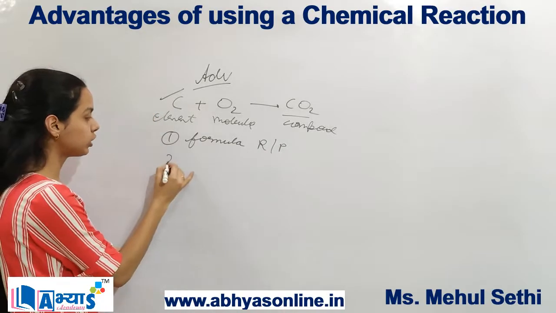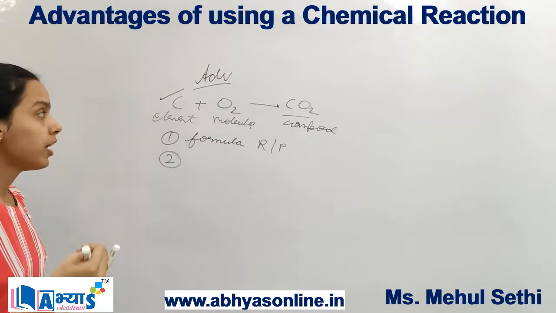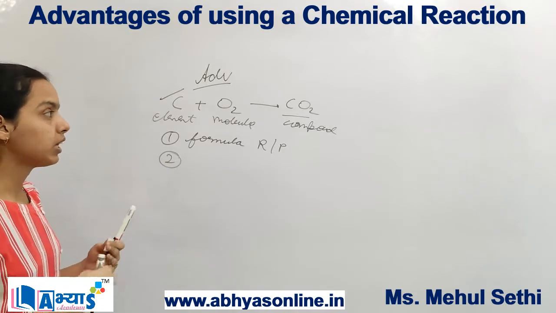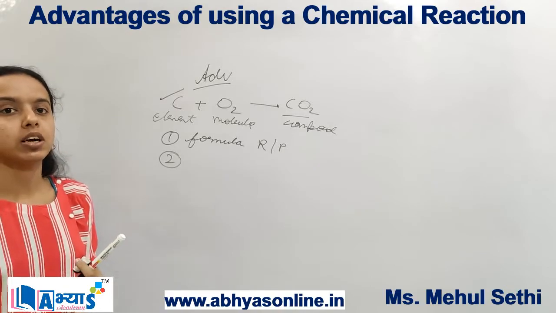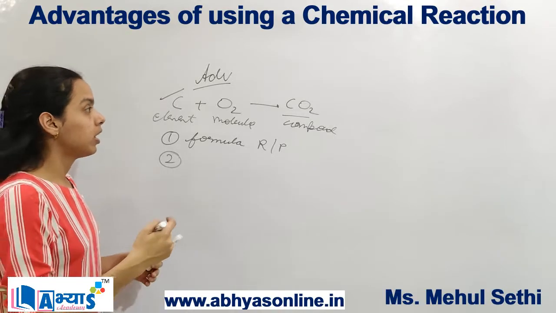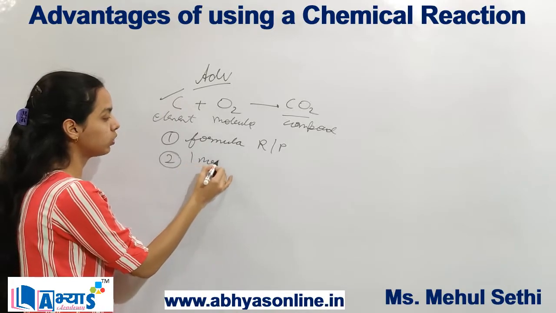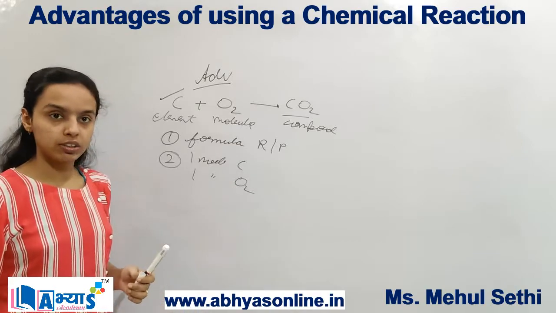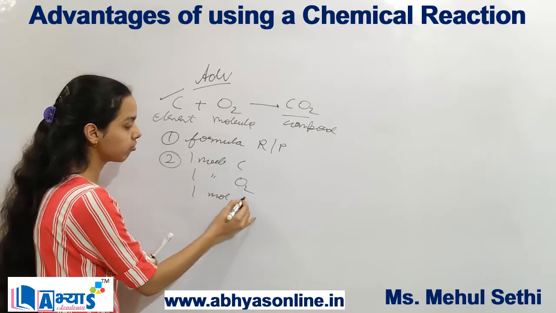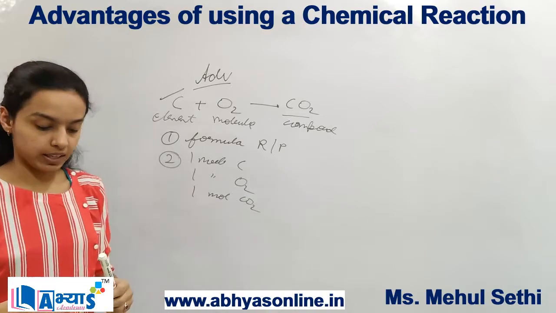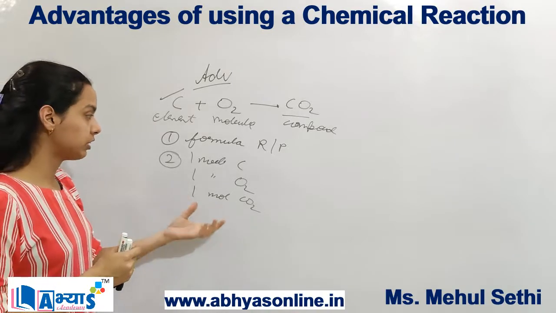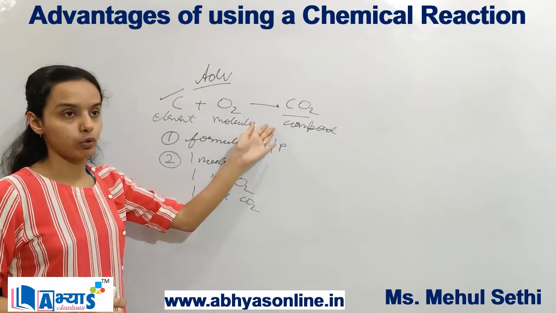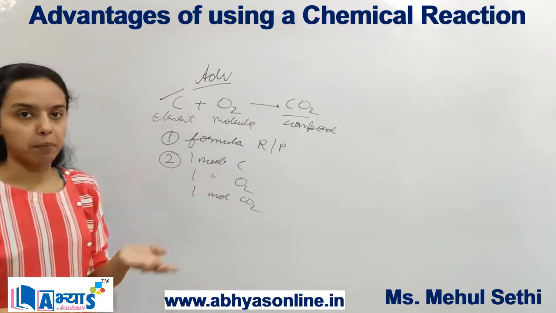The next advantage of writing a chemical equation is that when we are writing the chemical equation, we know how many molecules, or we can say how much weight of these molecules, are used. For example, we have one molecule of carbon which is used. Similarly, one molecule of oxygen is used, and we have prepared one molecule of carbon dioxide. You can get this information only when you have written the chemical equation. So this is the advantage of writing a chemical equation.